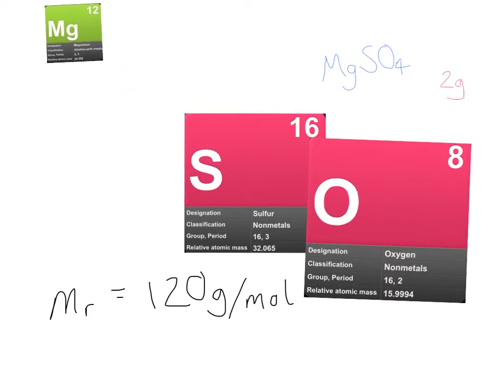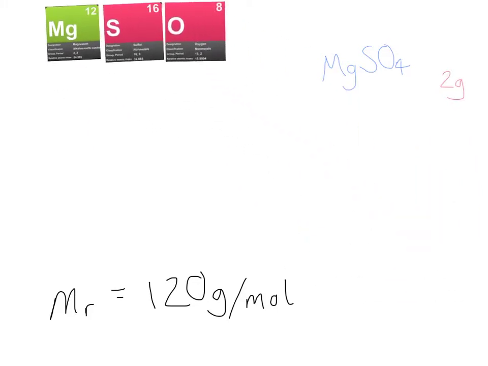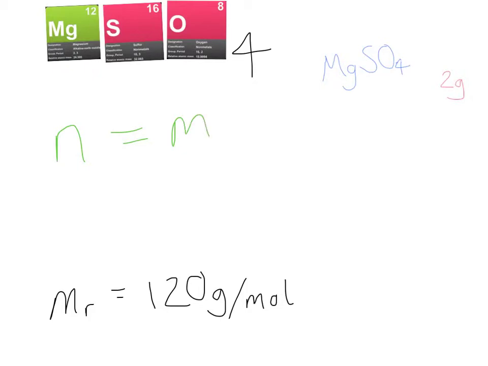Let's get rid of these. We actually aren't going to need them, but we'll shove them up here just in case. Let's draw a little 4 there. Yeah, there we go. Magnesium sulfate, MgSO4. So you know from the equation, n equals m over Mr. Let's pick a nice green colour to do this in, I think. So n equals m over Mr.